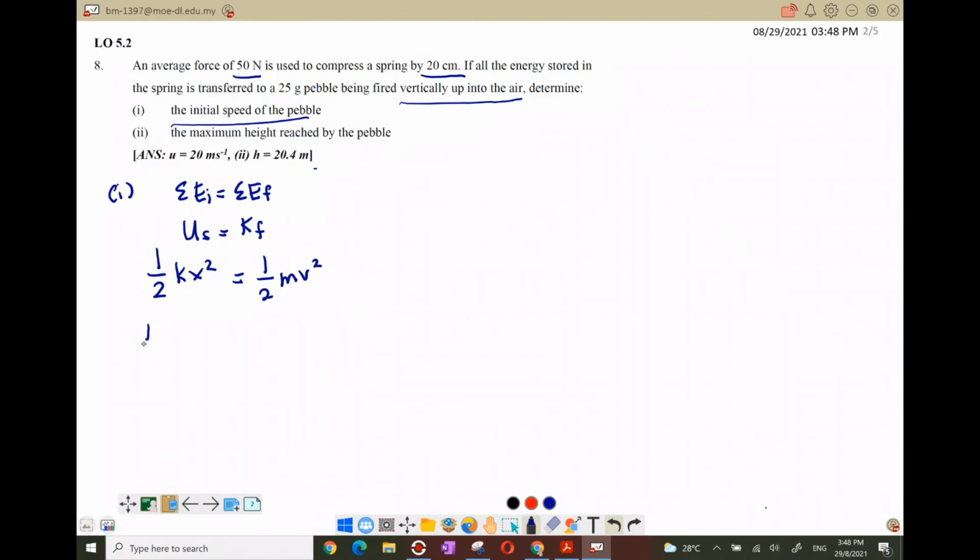So we substitute all the information given. But before that, we need to find out the value of k, because there is no value of the spring constant. From F equals to kx, k equals to F over x. The force is 50 Newton and the x is 20 centimeter. We convert to meter. So we get the spring constant is 250 Newton per meter.